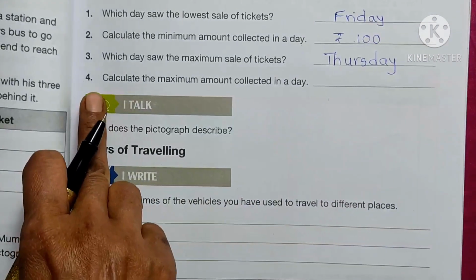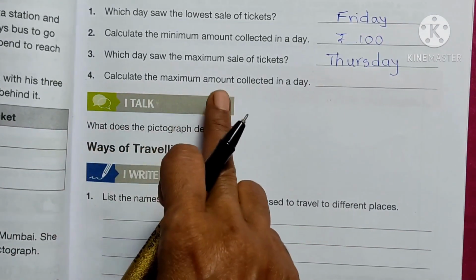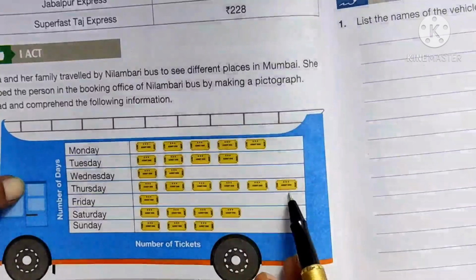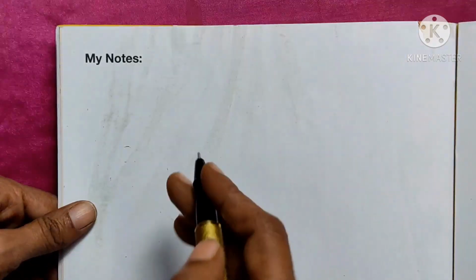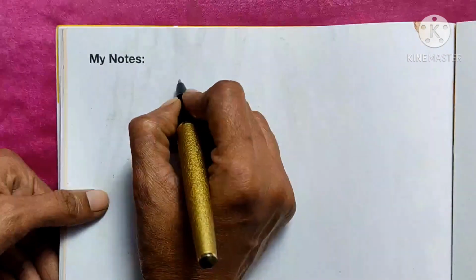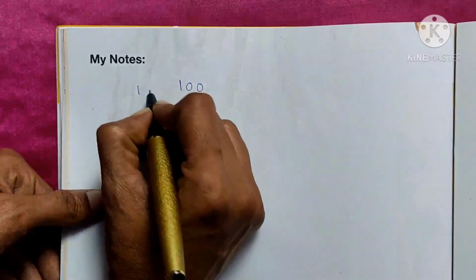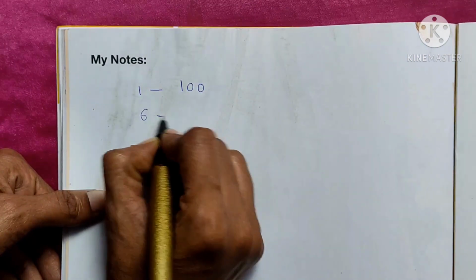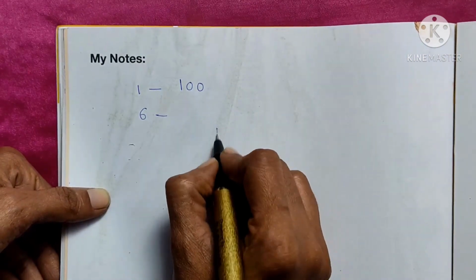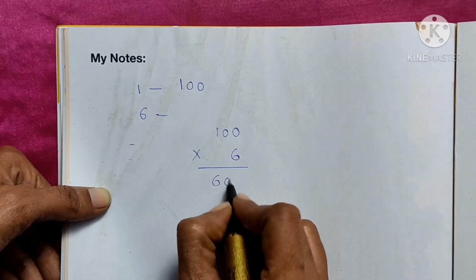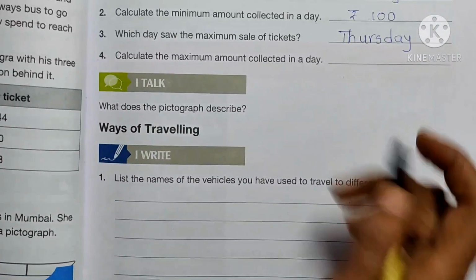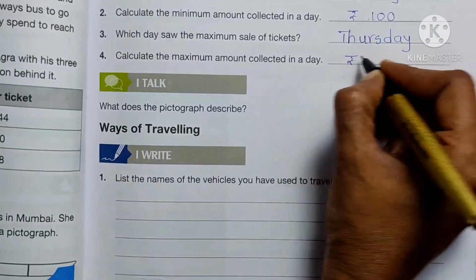And the question number 4. Calculate the maximum amount collected in a day. On Thursday 6 tickets are sold. Here you can use the last page for the calculation. The cost for one ticket is 100 rupees. And we have to find out for 6 tickets. Multiply this 100 by 6. The answer is 600. So write down here rupees 600.